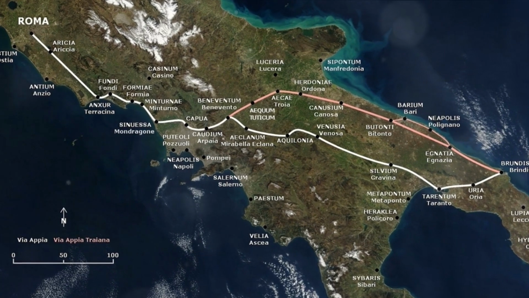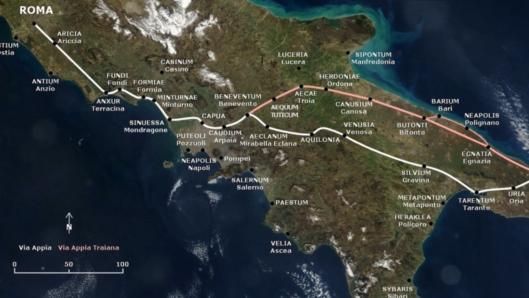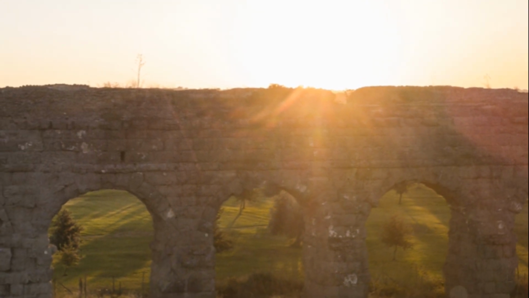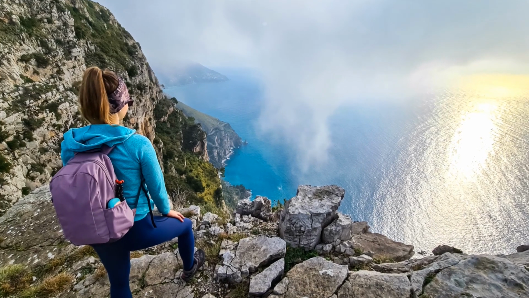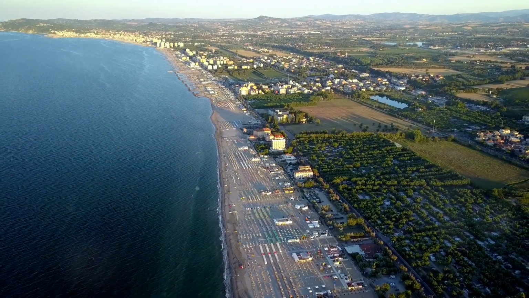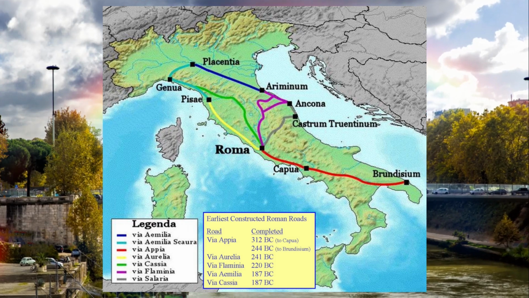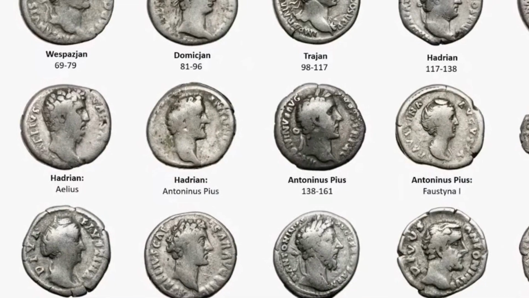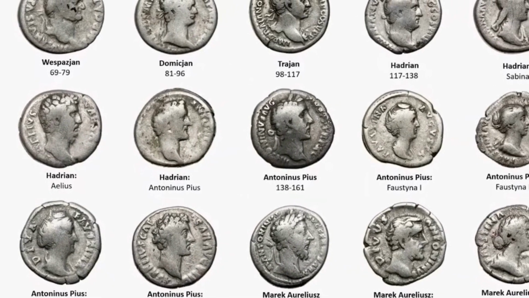But the Appian Way was just the beginning. Its success led to the construction of other roads, each with a strategic purpose. The Via Flaminia was built to connect Rome with the Adriatic Sea. The Via Aemilia was designed to link the wealthy, fertile region of Emilia-Romagna with the bustling port of Rimini. These roads and many others formed the backbone of the Roman road network, facilitating trade, communication, and military movements.